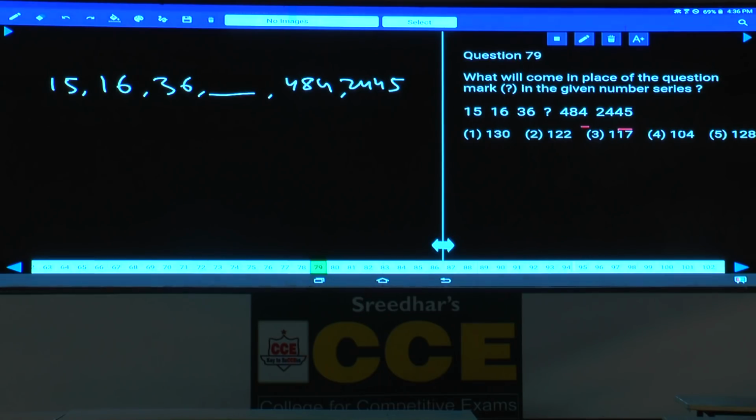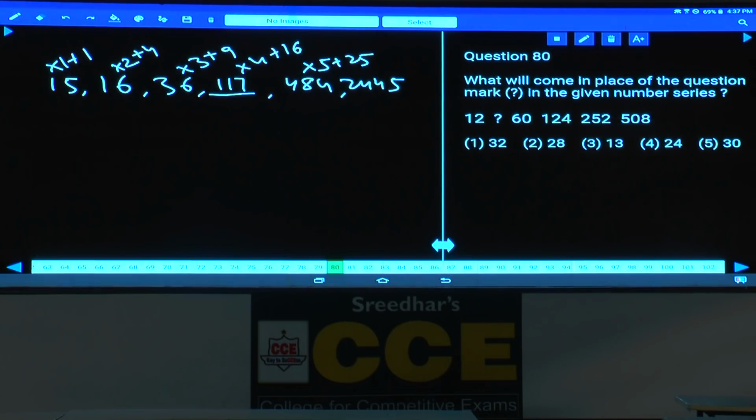Again, in the case of combination, we should always try the highest numbers, because there we will have only one possibility. 484 and 2445. 484 into 5 is how much? That is 2420, isn't it? 2420 plus 25. Now this is into 5 plus 25. The remaining must be into 1 plus 1 square, into 2 plus 2 square. 16 into 2 is 32 plus 4, 36. Then into 3 plus 3 square. 36 into 3, 108 plus 9, how much? 117, and it is given in choice 3. And the next one into 4 plus 16 and so on.